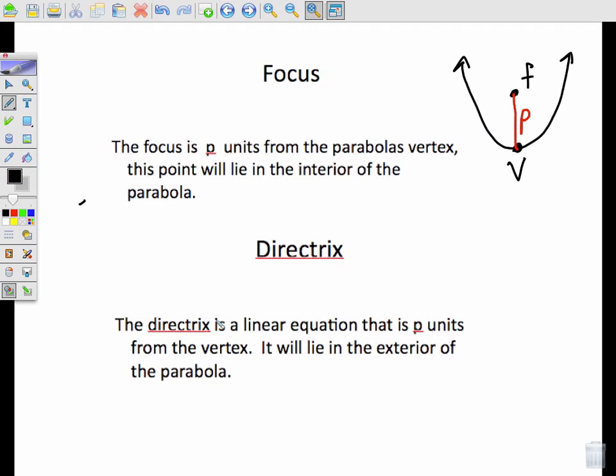Okay, now the definition of a directrix. The directrix is a linear equation that is p units from the vertex. It lies on the exterior. This is your interior, and this is your exterior. Your directrix is going to be a line that is the same distance away, p units, but just on the other side. And it's a horizontal line or a vertical line, and it's going to depend on how the parabola opens, if it's up, down, left, or right. And we will also look at all of the different types of parabolas.